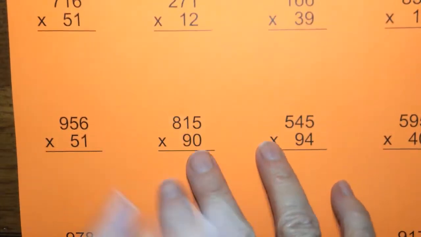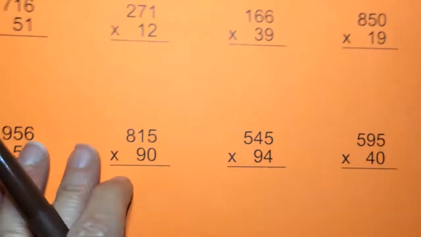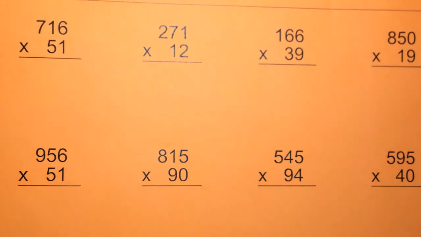All right, so welcome back, and we are now looking at some 3-digit by 2-digit multiplication. Yes, we have gone from Thursday multiplying 2 digits by 1, Friday and Monday multiplying 2 digits by 2 digits, and now today we are adding another digit.